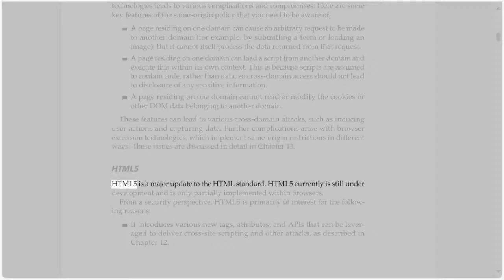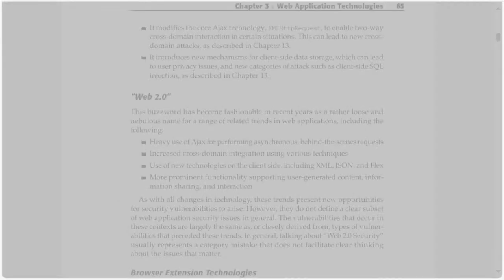HTML5. HTML5 is a major update to the HTML standard. HTML5 currently is still under development and is only partially implemented within browsers. From a security perspective, HTML5 is primarily of interest for the following reasons. It introduces various new tags, attributes, and APIs that can be leveraged to deliver cross-site scripting and other attacks, as described in Chapter 12.